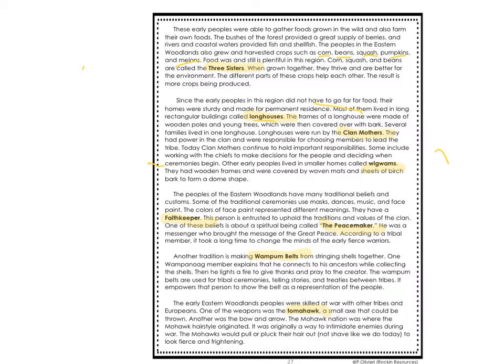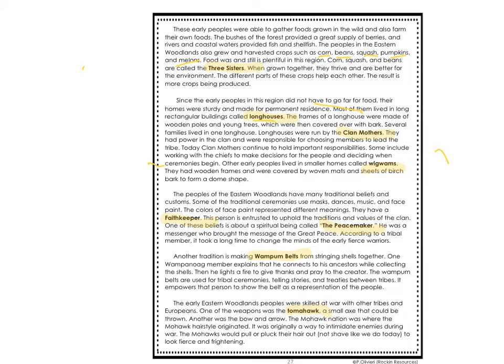Other early people lived in smaller homes called wigwams. They had wooden frames and were covered by woven mats and sheets of birch bark to form a dome shape. The peoples of the eastern woodlands have many traditional beliefs and customs. Some of the traditional ceremonies use masks, dances, music, and face paint. The colors of face paint represent different meanings.